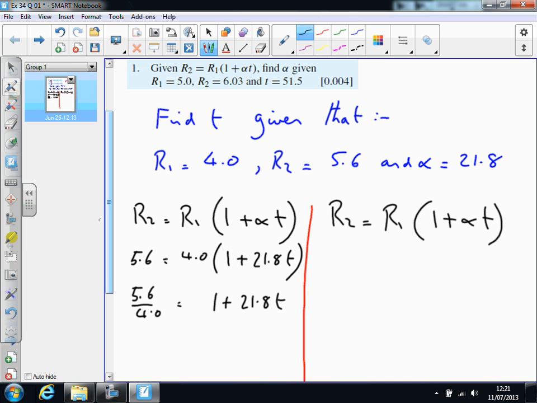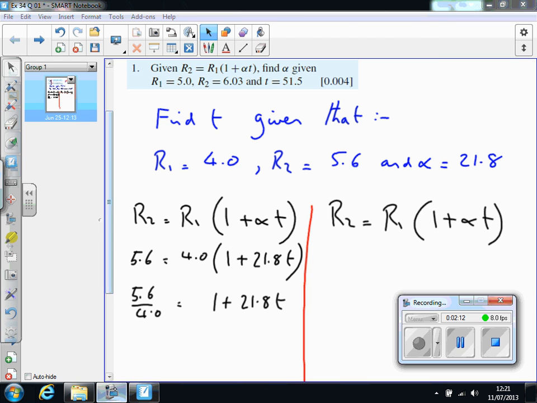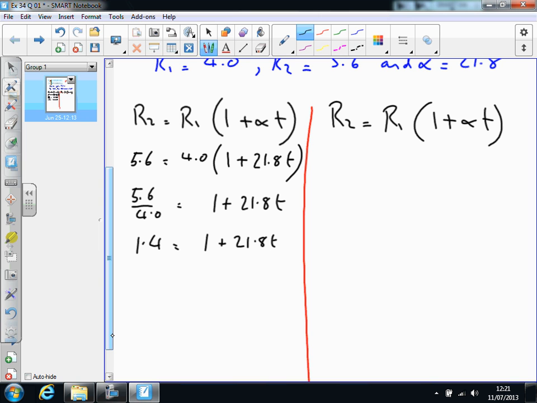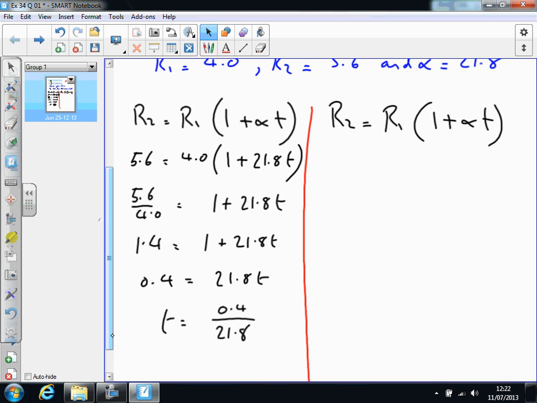So work out what 5.6 divided by 4 is. Turns out to be 1.4 equals 1 plus 21.8t. So we want to end up with just t. The t has been multiplied by 21.8, and then it's had the 1 added. So the last thing that was done was the 1 was added. So subtract 1 from both sides. So I get 0.4 equals 21.8t. And then finally, t has been multiplied by 21.8, so divide by 21.8. t equals 0.4 divided by 21.8. Put that into the calculator, and out will come the answer.